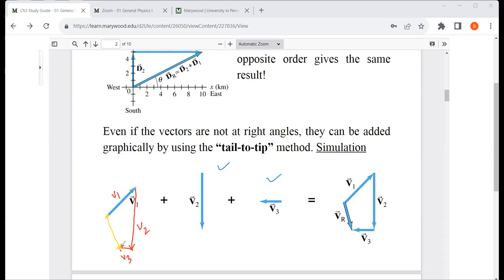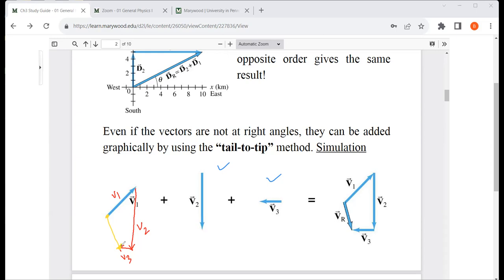So this is how we add vectors. In this method we can add as many vectors as we want. This method we are going to use to get some idea in which direction graphically the resultant vector will be. And once we know that, then we will be using the analytical method.